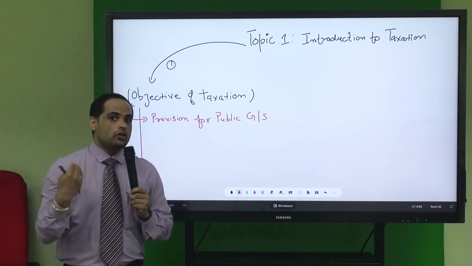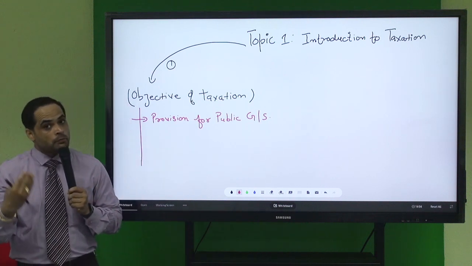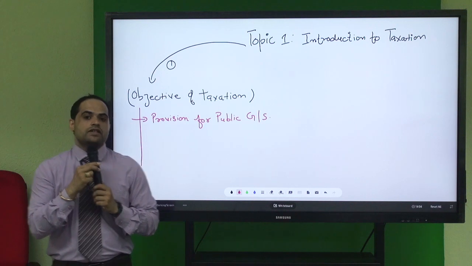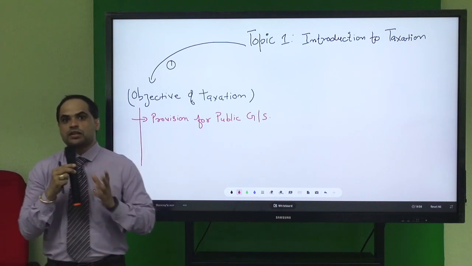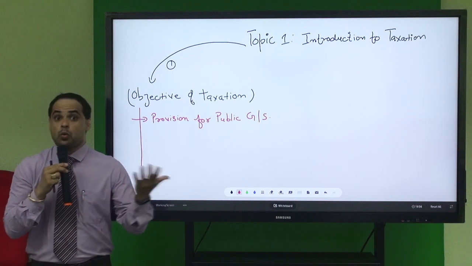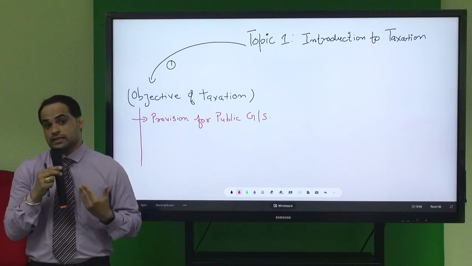So one of the important objectives of tax is to provide some kinds of goods and services to the people, depending on what kind of services.